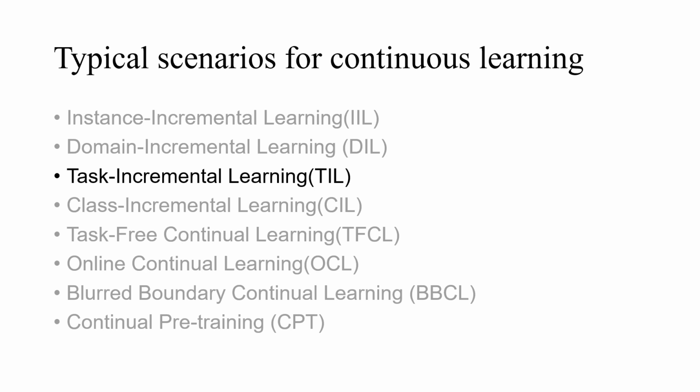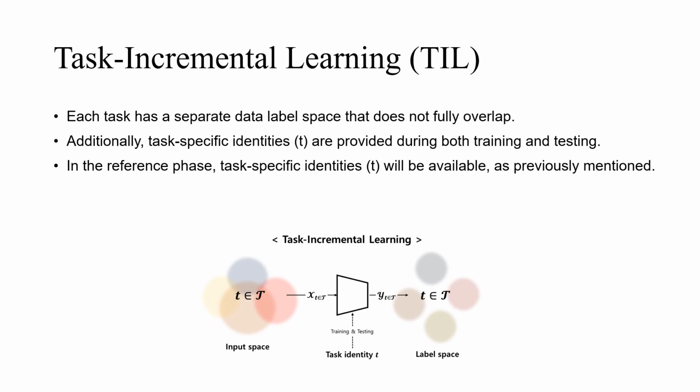And third is task incremental learning. Task incremental learning is defined like this image. Each task has a separate data label space that does not fully overlap. Additionally, task-specific identifiers are provided during both training and testing. In the inference path, task-specific identifiers will be available as previously mentioned.